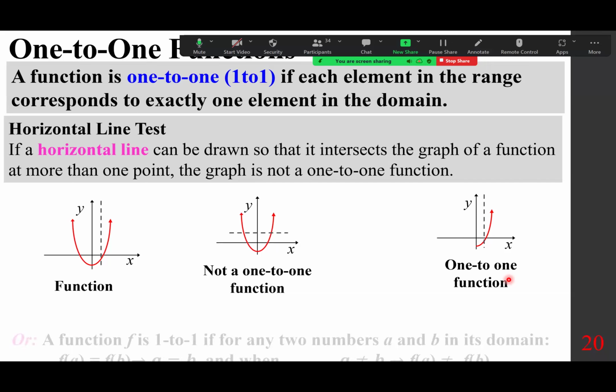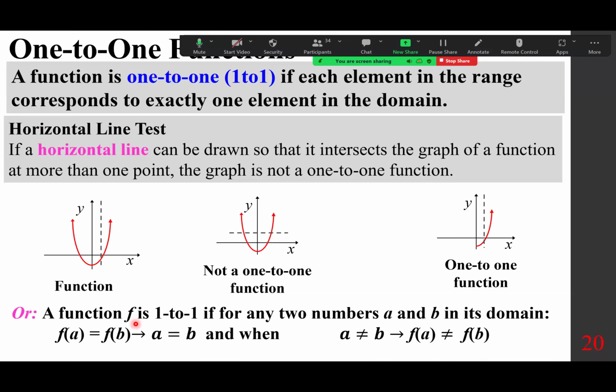Another way of approaching it: a function f is one-to-one if for any two numbers a and b in its domain, when f of a equals f of b, that results in a must be equal to b. And when a is not equal to b, then f of a is not equal to f of b. This is another way of approaching it.